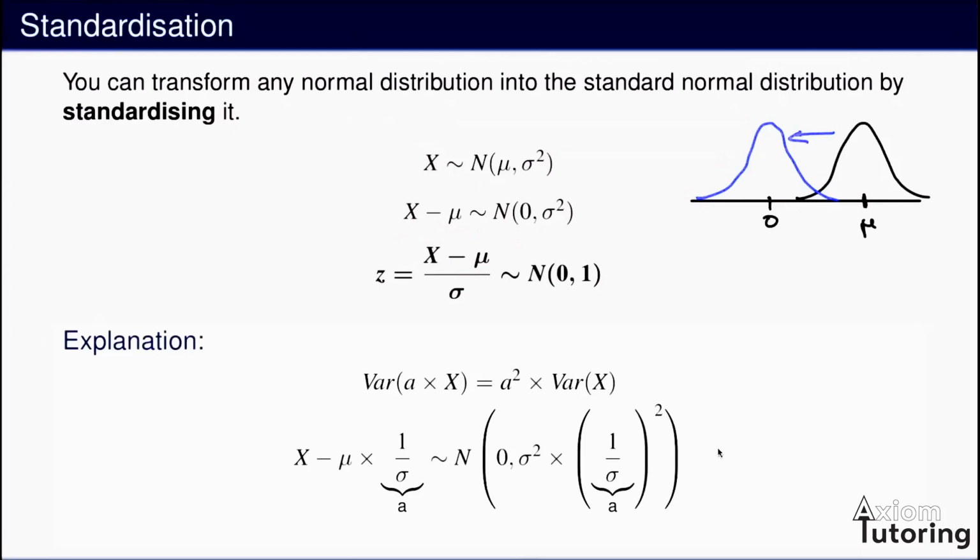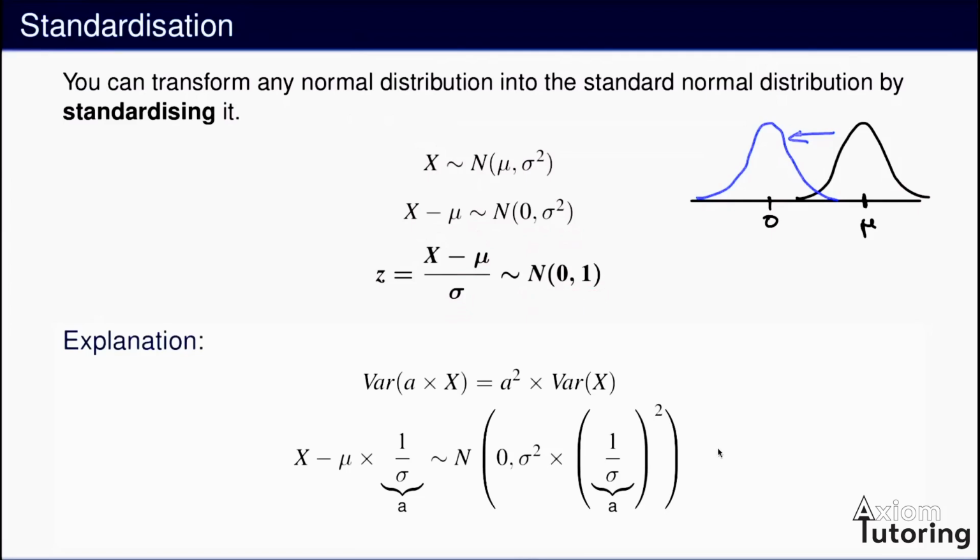So the first step in the standardization process is just to subtract the population mean, and so we get a random variable that is now distributed with a mean of 0 and a variance of sigma squared. And now to finish the standardization, what we need to do is to divide x minus mu by the standard deviation, and then we will get a standard normal distribution.